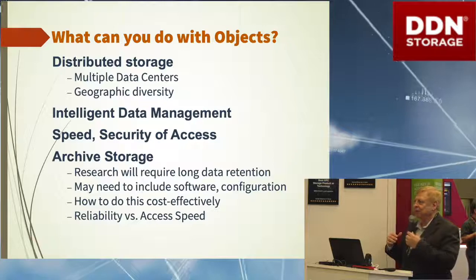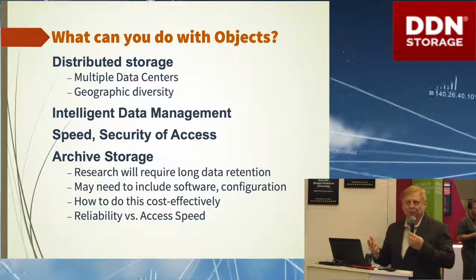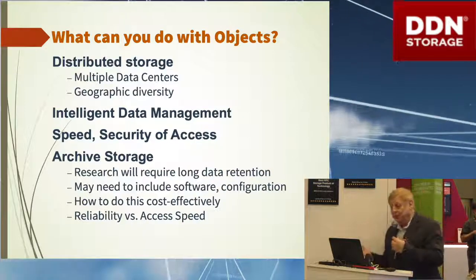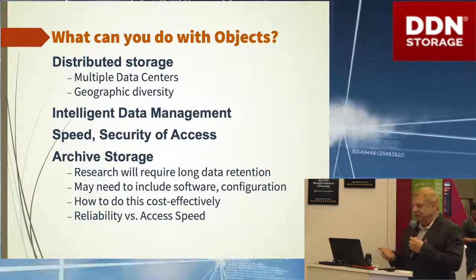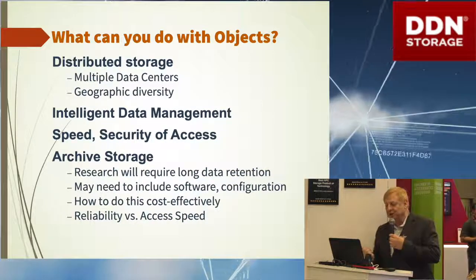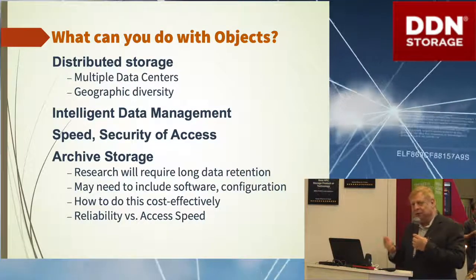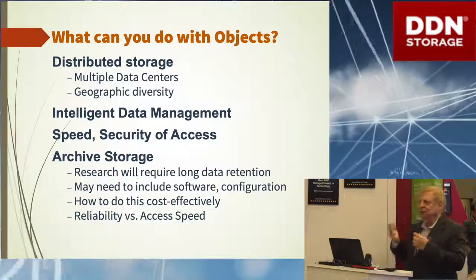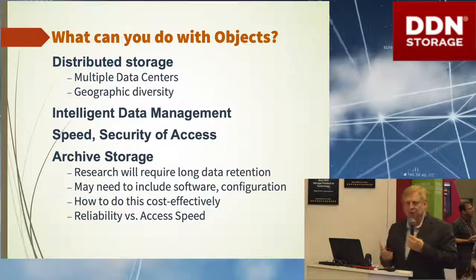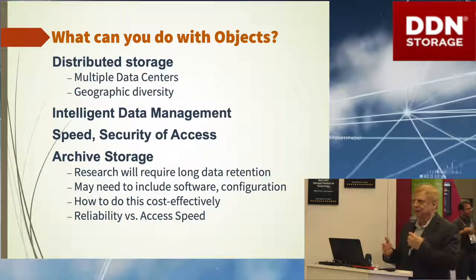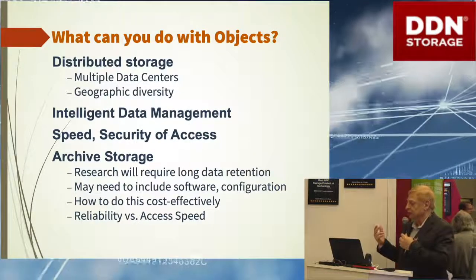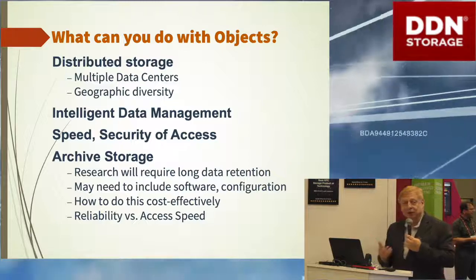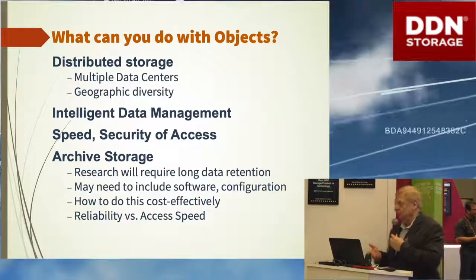That is when you have a storm that hits a particular part of the world and you need those files somewhere else. Objects can do that for you. Intelligent data management, it gives you the speed and security of access, and you can use it for archive storage. And why archive storage? Well, archiving is becoming very much more important to all of the institutions out there. The DOE is requiring it, the NSF is requiring it. People are going to need to keep track of this information for some long period of time.